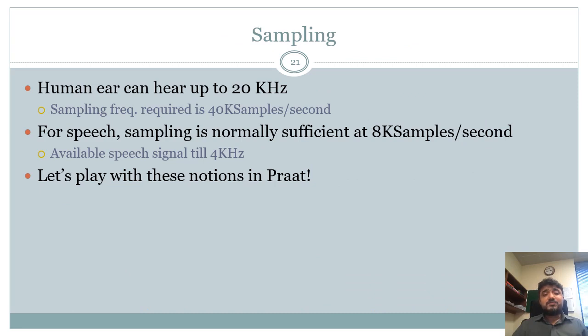Now these are just based on some applications of these speech signals. So the human ear can hear up to 20 kilohertz. So that means that the highest sampling frequency that we need to encode just the human hearing range would be 40 kilosamples per second. And similarly, for speech, usually what we do is, like for telephone quality speech, we just encode up to 4 kilohertz of frequencies. So you have already seen that all the important formants are already covered in that range.